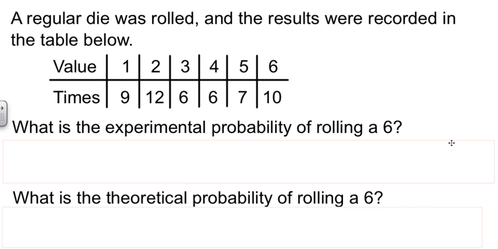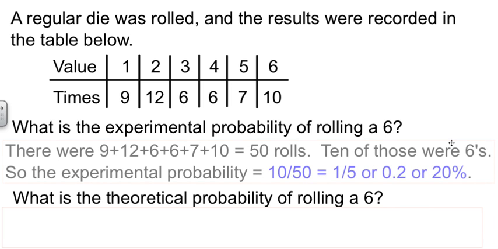Well, first we need to know how many times we actually rolled the dice. We rolled the dice 9 plus 12 plus 6 plus 6 plus 7 plus 10, and my calculator tells me that's 50 rolls of the dice. Out of those 50 rolls, 10 of them are 6s. So the experimental probability for a 6 is 10 out of 50, which reduces to 1/5. Or if you're a decimal fan, that would be 0.2, or 20% if you're a percent user.